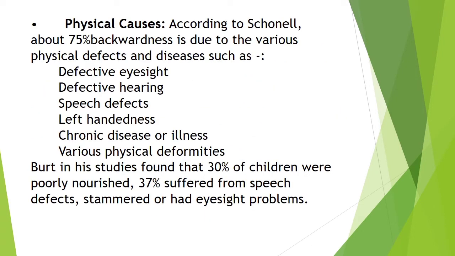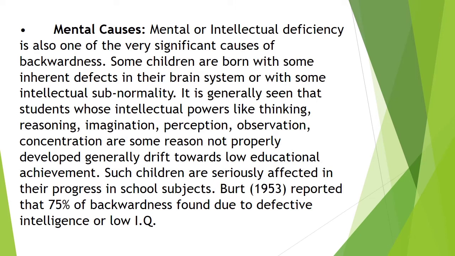Physical causes. According to Sconnell, about 75% of backwardness is due to various physical defects and diseases such as defective eyesight, defective hearing, speech defects, left-handedness, chronic disease or illness, and various physical deformities. But in his studies he found that 30% of children were poorly nourished, 37% suffered from speech defects, stammered or had eyesight problems.